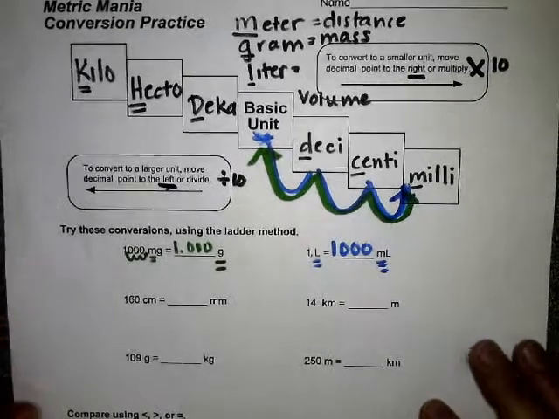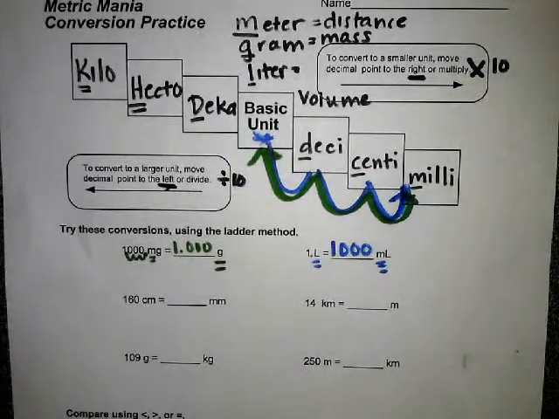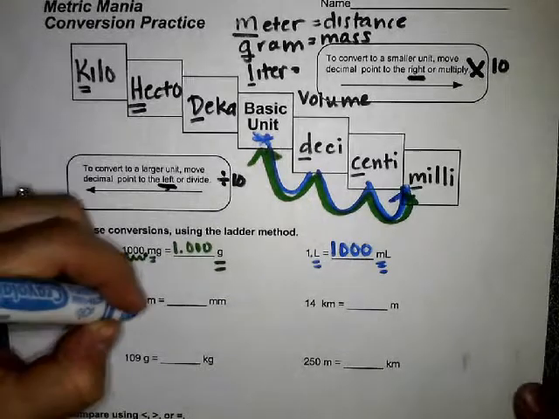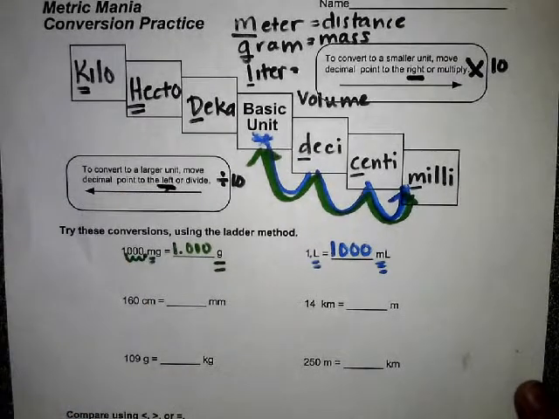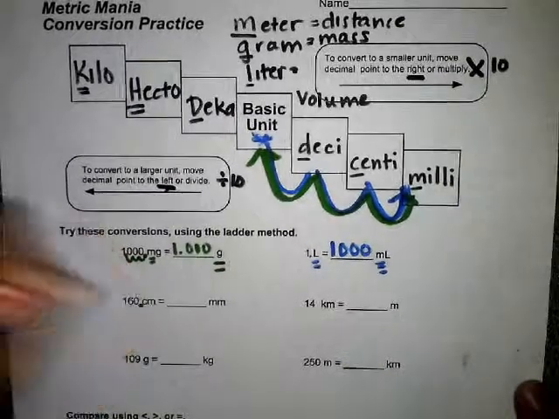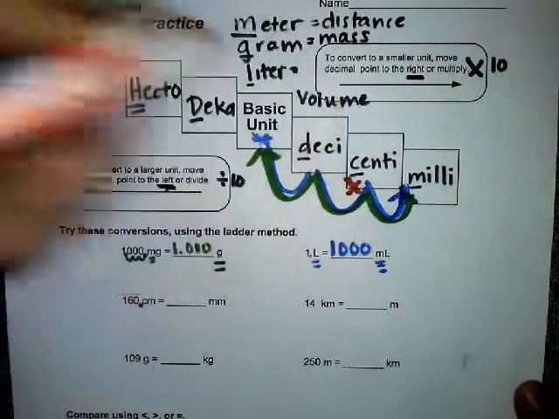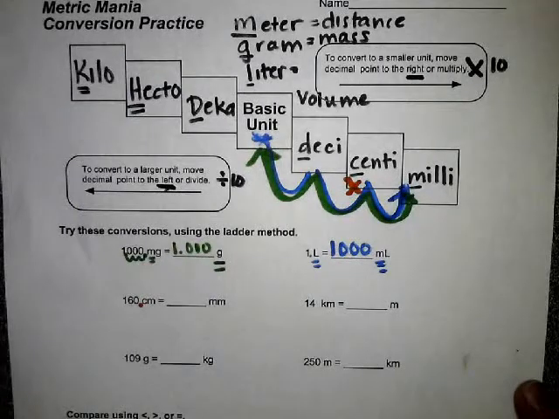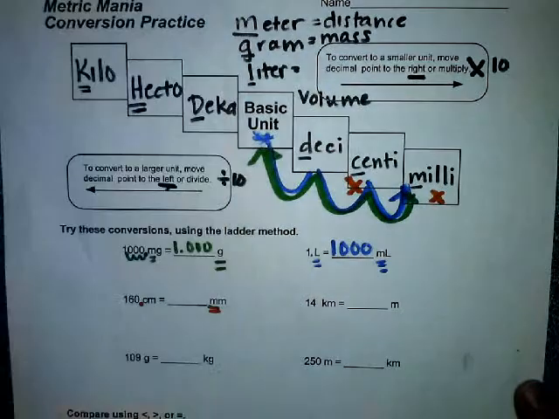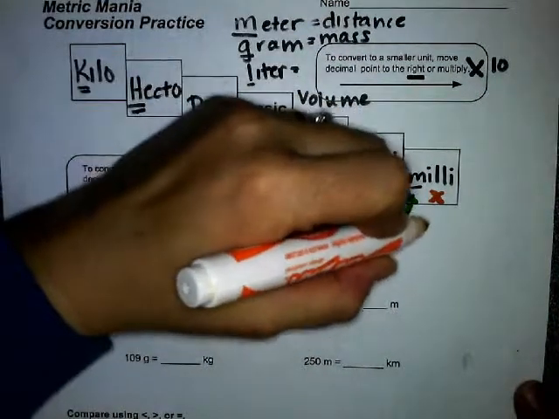If you've gotten the hang of it, you may go ahead and stop the video and continue working on the rest of the problems. If you'd like more practice, I will continue working on the next 4. 160 centimeters. Add your decimal point, find your starting point, centi, find your ending point, milli, find how many steps you need to go. 1 step.